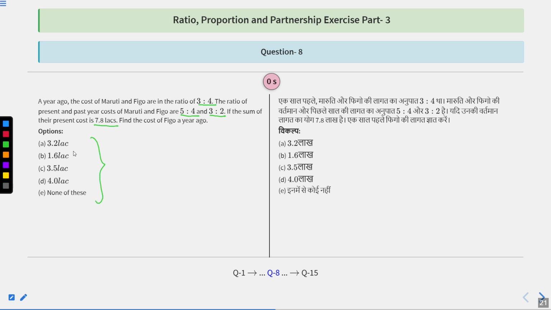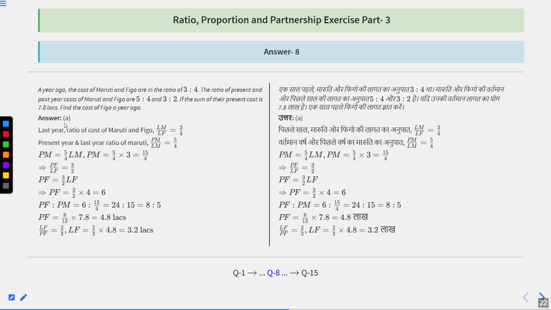Now time's up. Let's see the solution. According to the question, the last year ratio of cost of Maruti and Figo: L represents the last year, M represents Maruti, and in the same way L represents last year, F represents Figo. Clear? So LM upon LF is 3:4.